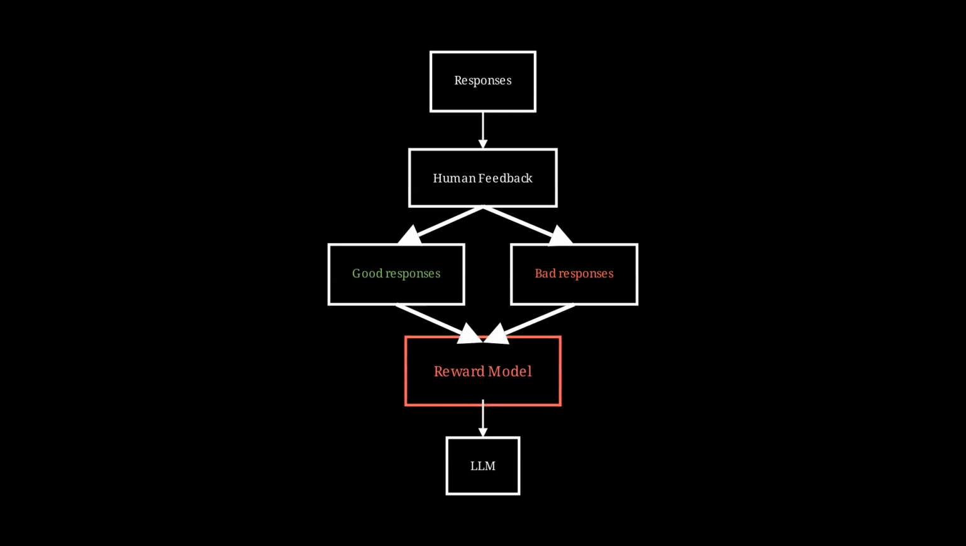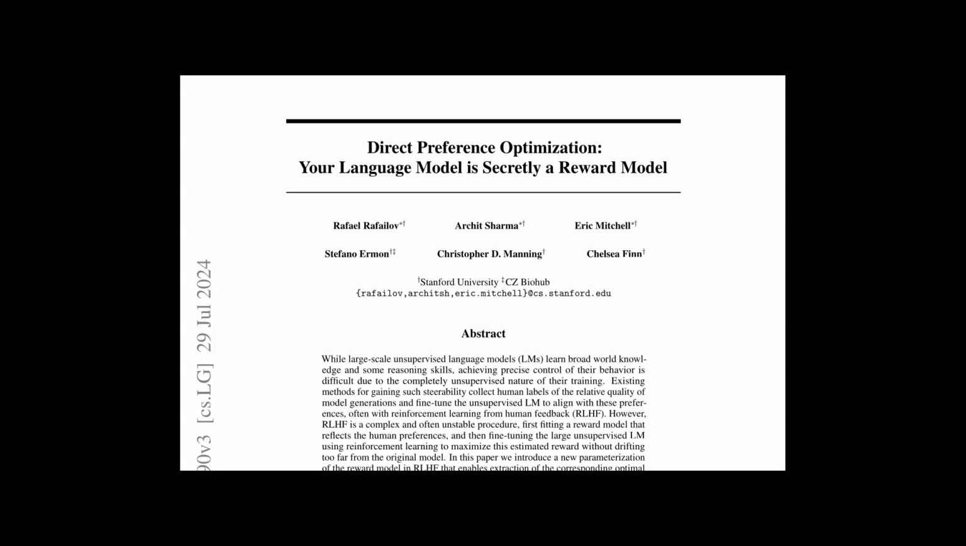But there are some issues with this reward model, which were solved with the direct preference optimization algorithm. This paper shows that we do not need to implicitly train a reward model. Instead, we can directly optimize the policy according to human preference.